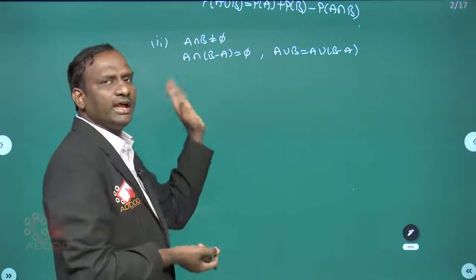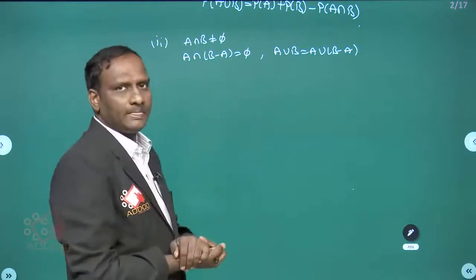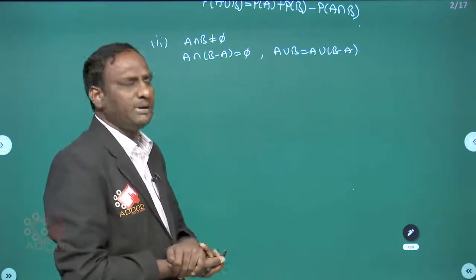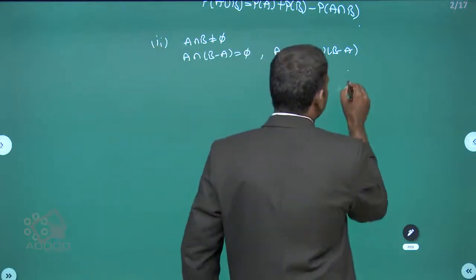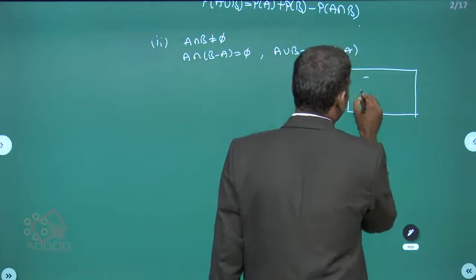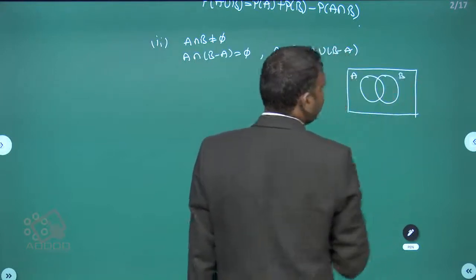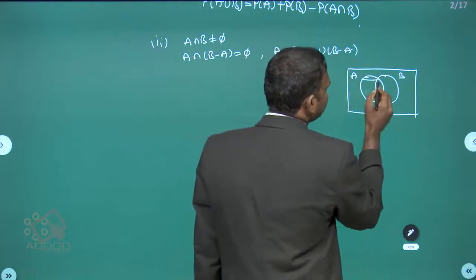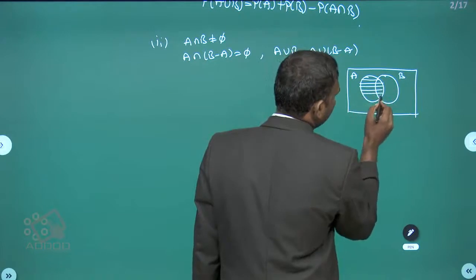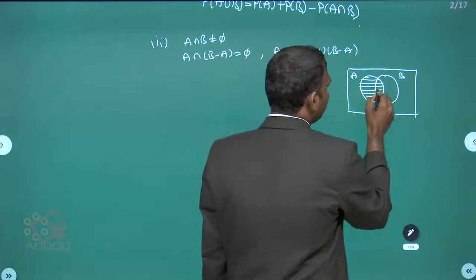Next, A union B is equal to A union (B minus A). If you come to the figure once, this part is A and this part is B. A I am taking with horizontal lines like this, and B I am taking with vertical lines.